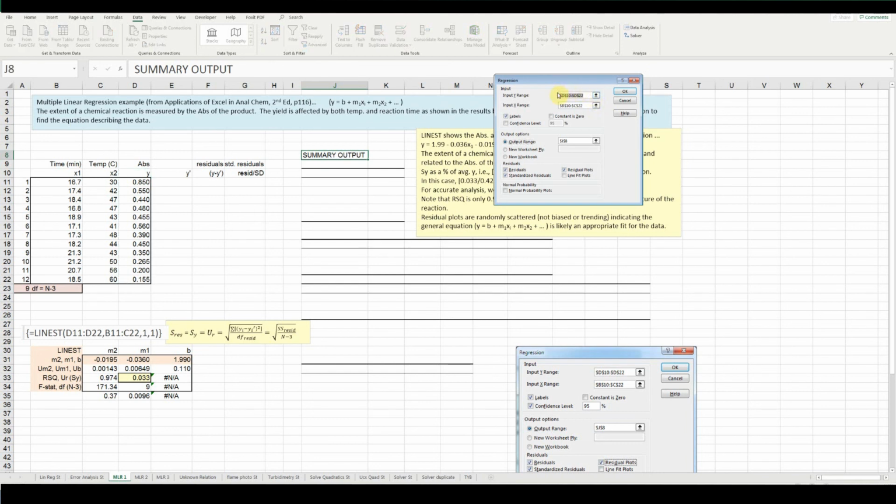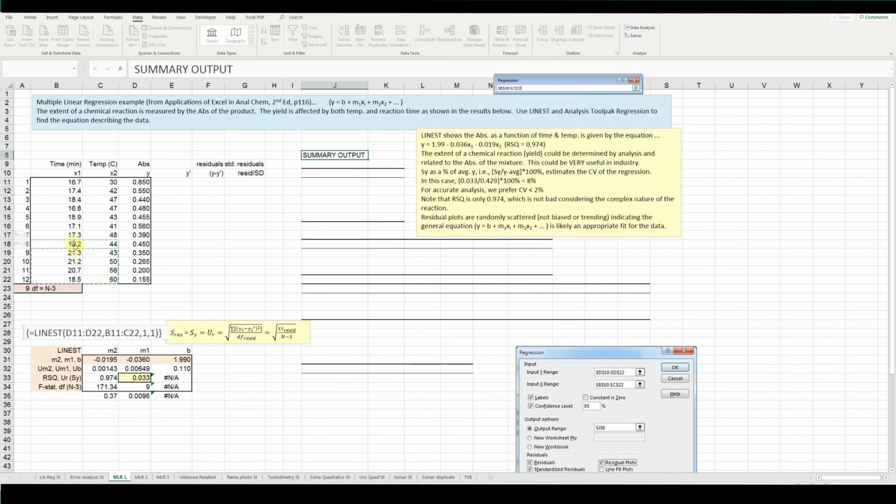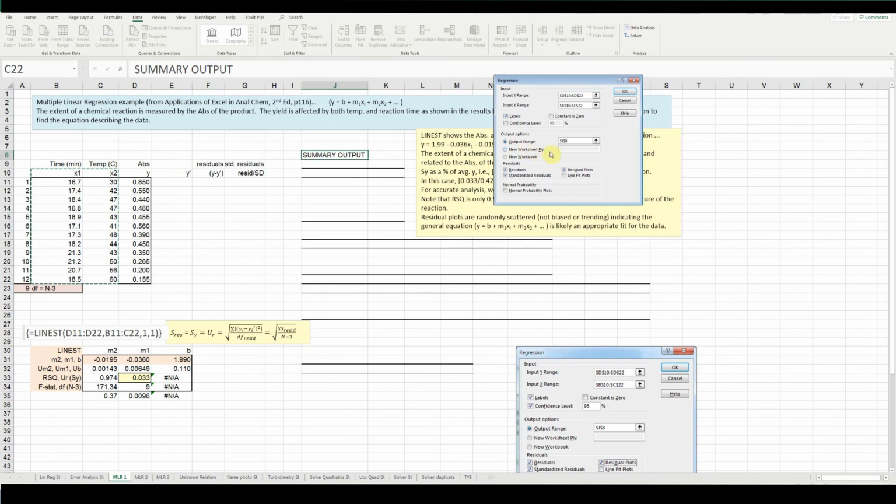So for the y values, we're going to choose all the y's and include also the label y, and it'll label it for us. For the x values, you have to choose both x1 and x2, and let's include the labels. That way Excel will print the labels beside the coefficients, much easier to follow. For the output range, I'm going to choose cell J8. I've selected residuals, standardized residuals, and residual plots, and say OK.